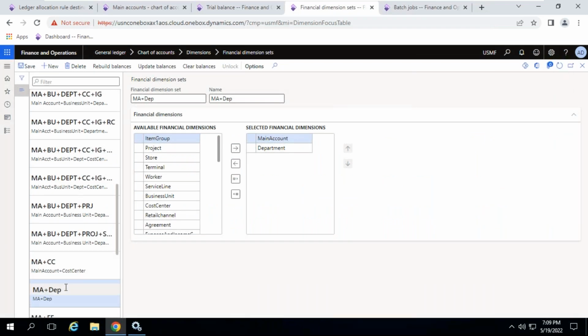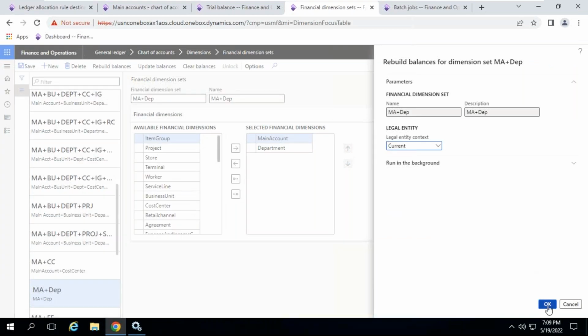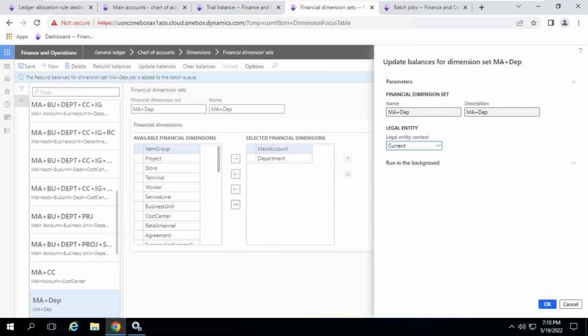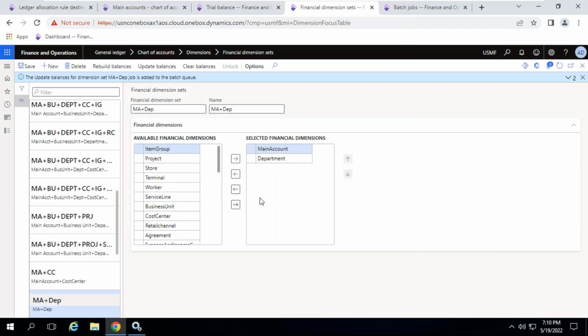Now this is available, and you can click on rebuild balances and update balances. What is this? We'll discuss on Monday or Tuesday, and update balances also. Okay, this is behind the screen. It is going to update.